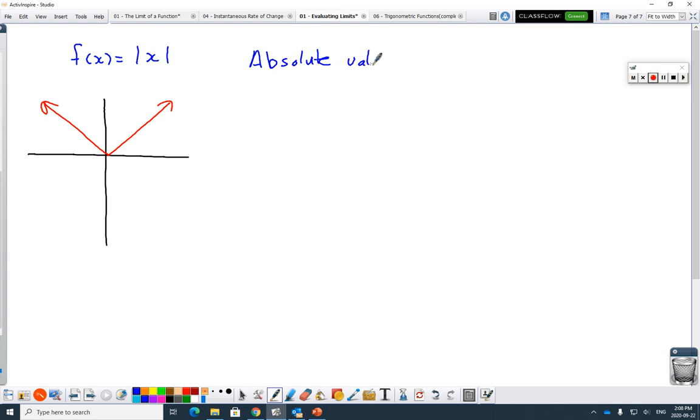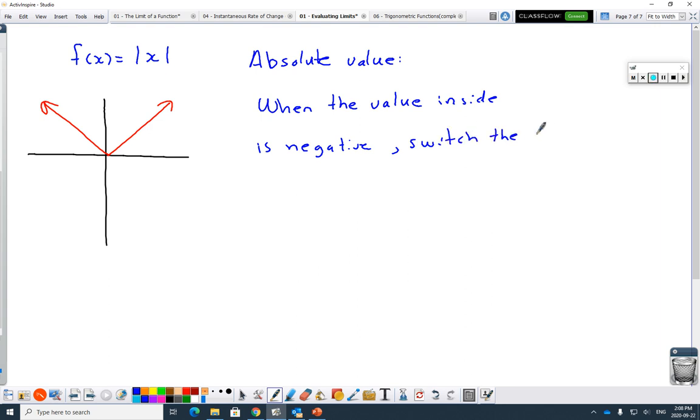I'm about to do a little algebraic trick in a minute that's going to seem completely mysterious if you're not thinking about this sentence. Absolute value: when the value inside is negative, switch the sign. This allows me to make a piecewise version of absolute value that's very, very helpful algebraically.